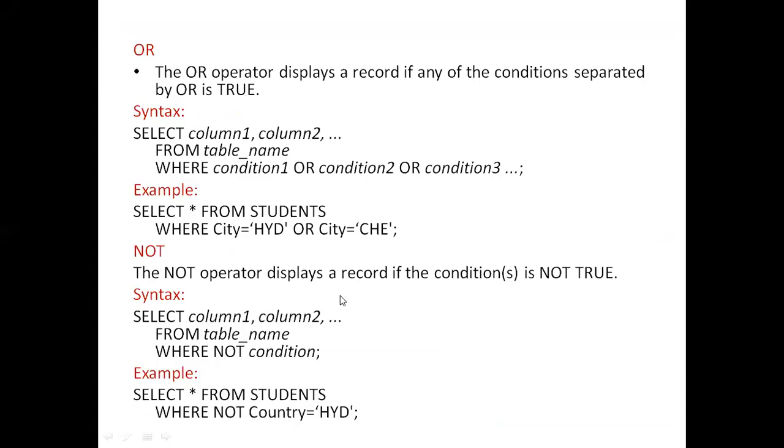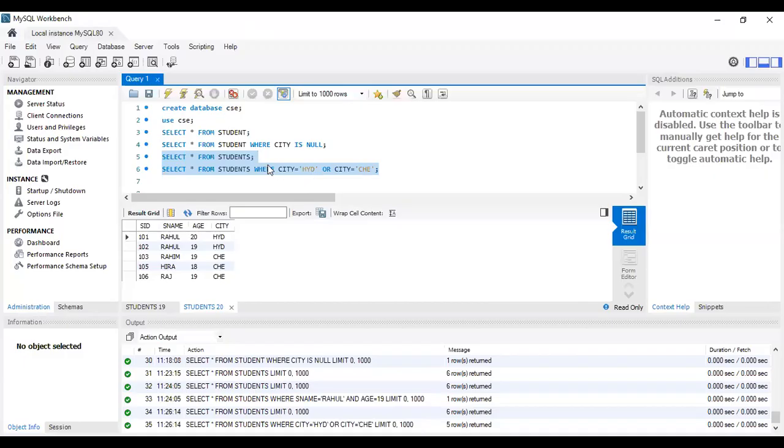Next, the NOT operator. What it does, it checks for the condition for NOT. If it is not there in that, it is going to represent as true. Similar to that OR, I'm saying select asterisk from the student where the city is not Hyderabad, then it displays the record. So you can see, just change here.